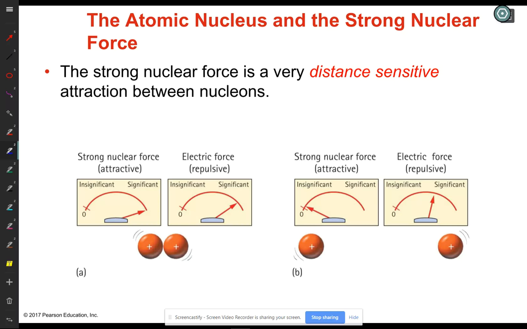So the strong nuclear force is an attractive force that is holding things in the nucleus together. Now with mass, all mass was attracted.